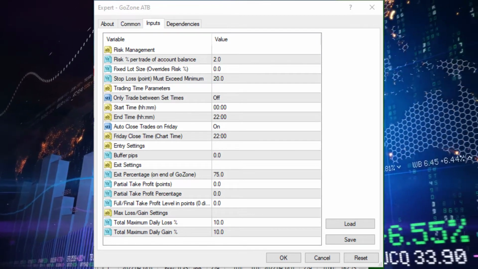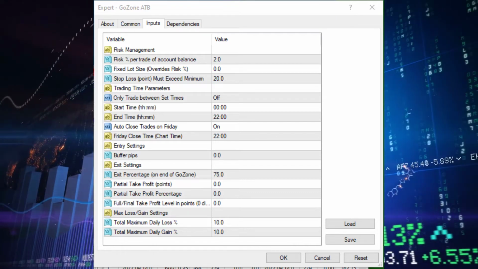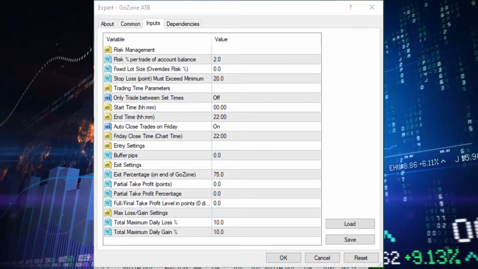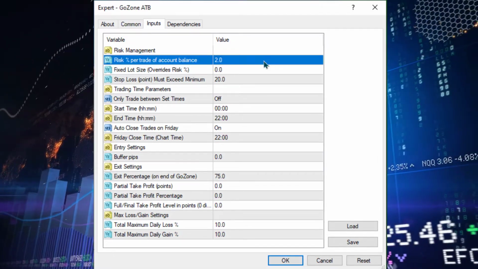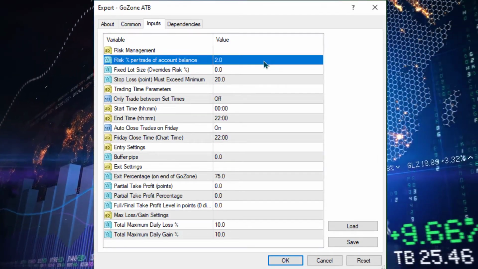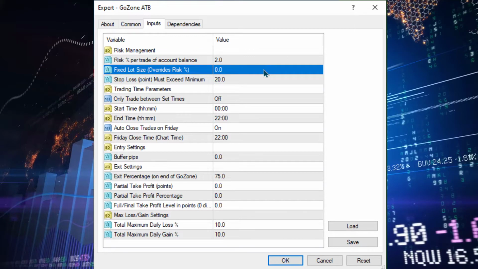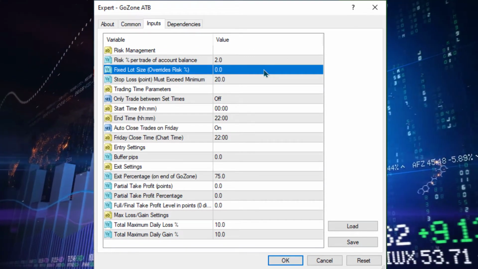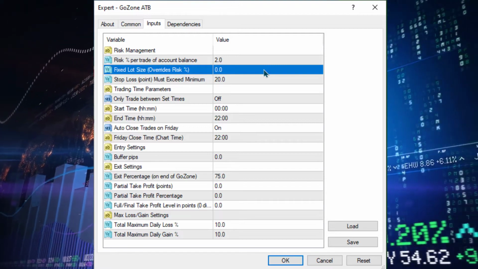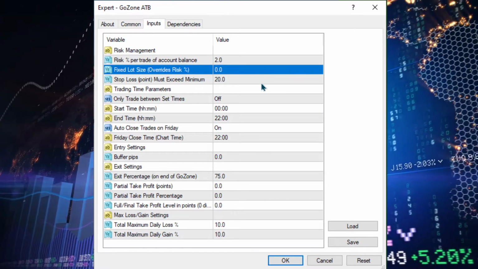Our first step is to set up the GoZone ATB with our trading plan. We'll be trading the Japan market today on a 5-minute time frame. We'll be risking 2% on this trade. We'll let the GoZone ATB calculate what our lot size will be. In other words, how much we'll be risking per point.